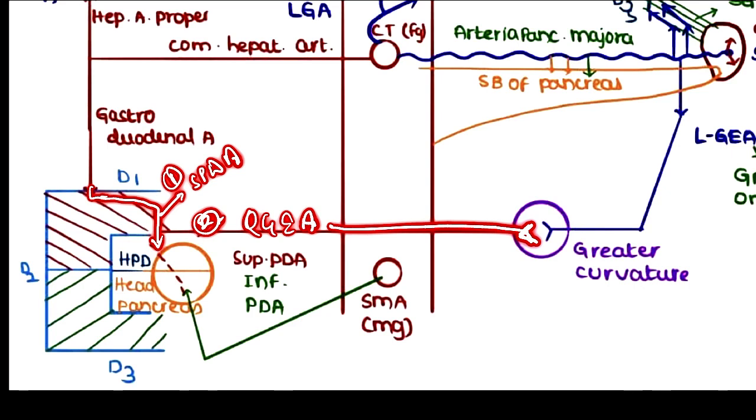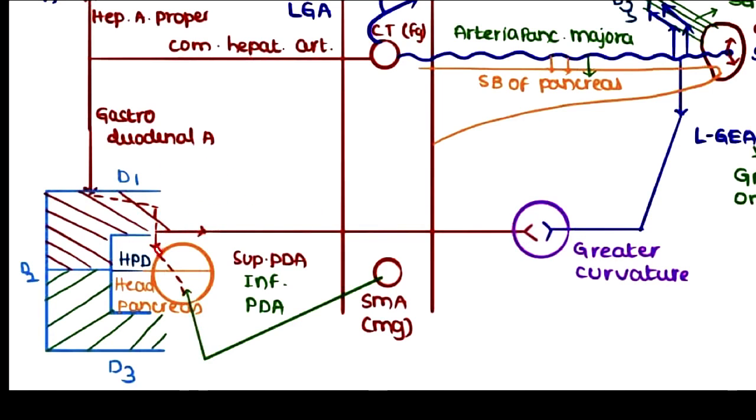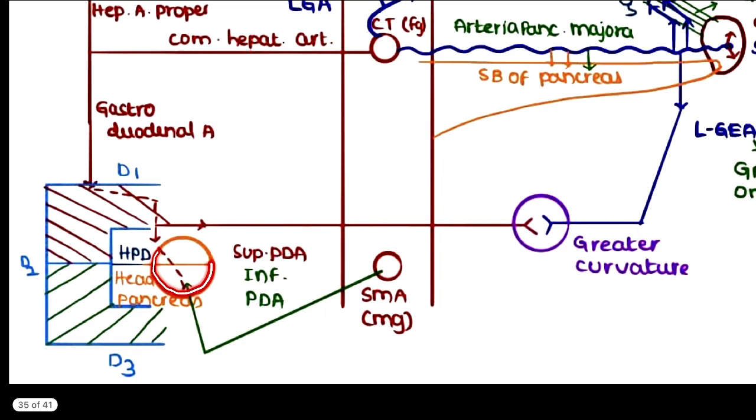If you see carefully in this diagram, there is one artery anastomosing with the superior pancreatoduodenal artery. This superior pancreatoduodenal artery is anastomosing with something on the head of the pancreas, and that something is the inferior pancreatoduodenal artery. So in the head of the pancreas we can find the anastomosis between the superior pancreatoduodenal artery and the inferior pancreatoduodenal artery.